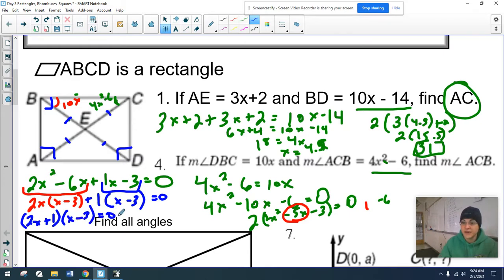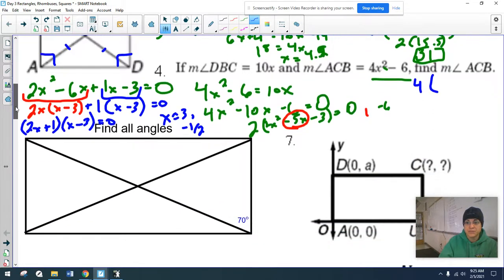So we have 2 options for x. If I solve this, I get x is equal to 3. If I solve this, I subtract 1 and then divide by 2, I will also get -1/2. So those are my options for x. They want to know what angle ACB is. When you plug that in here, let's see what our 2 optional answers are. I've got 4 times 3 squared minus 6. Make sure you do the squared first. So this is 9 times 4 is 36, minus 6 is 30.